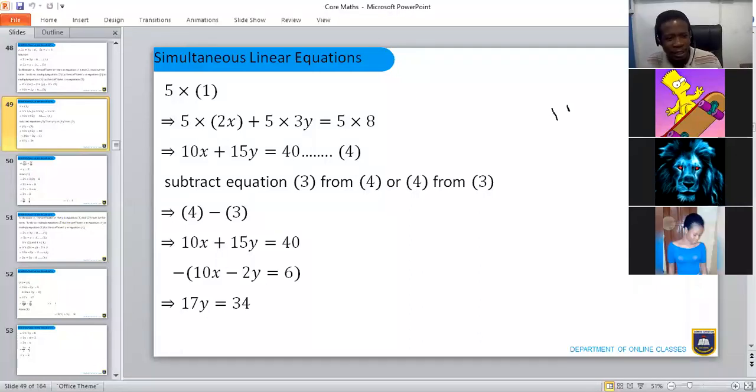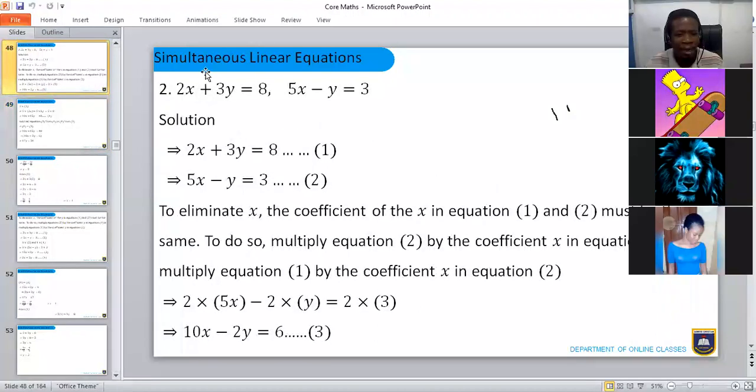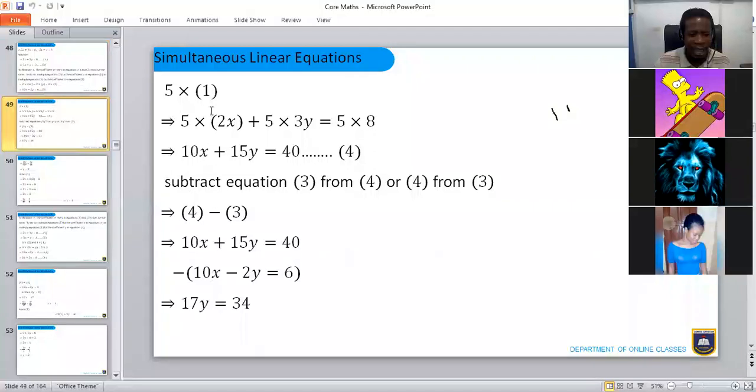So previously, after multiplying equation 2 by the coefficient of x in equation 1, we labeled that equation 3 because this becomes a new equation. And here, after doing the same thing, multiplying equation 1 by the coefficient of x in equation 2, we label that equation 4. So you have new equations, equation 3 and equation 4.